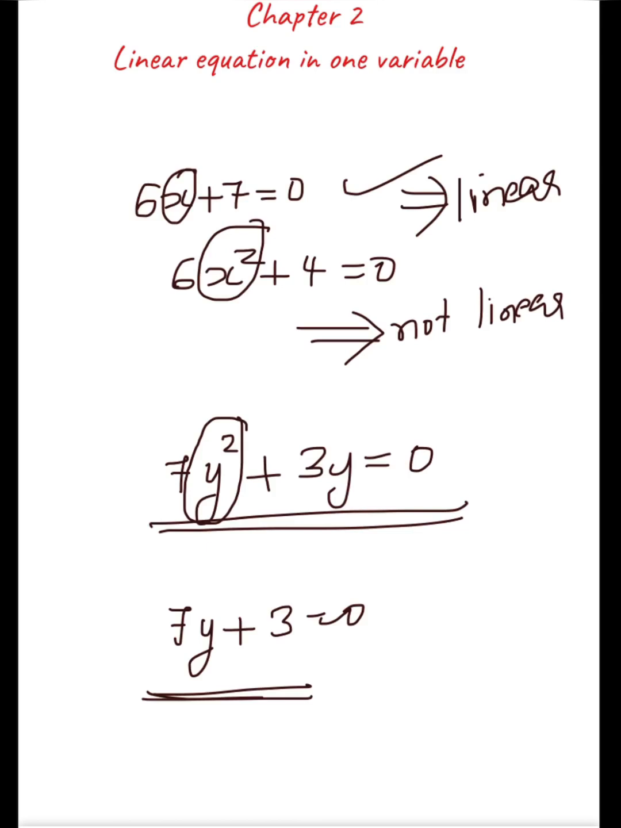Understood? So this is the definition for linear equation in one variable. Okay. So I hope you understood the word by word meaning. What you mean by linear, what you mean by equation, and what you mean by one variable. Okay. So in this chapter, we will be dealing with linear equation in one variable only. Okay, we will be discussing how to solve such equations in this chapter.